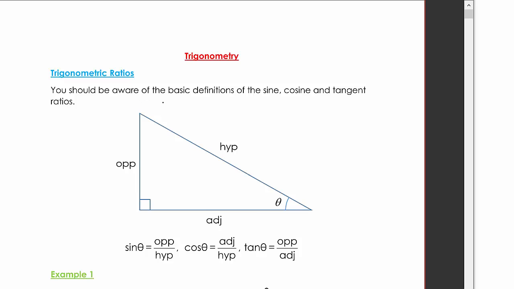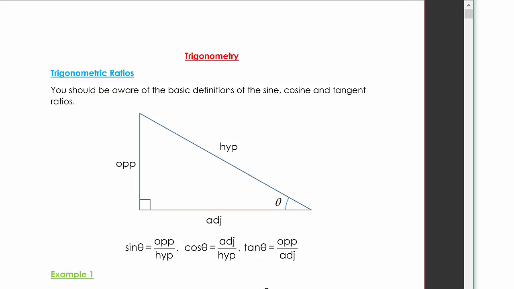You should be aware of the basic definitions of the sine, cosine, and tangent ratios. So if we're considering this angle here, theta, then we know the longest side is the hypotenuse, the side next to the angle is the adjacent, and the side opposite the angle is the opposite.